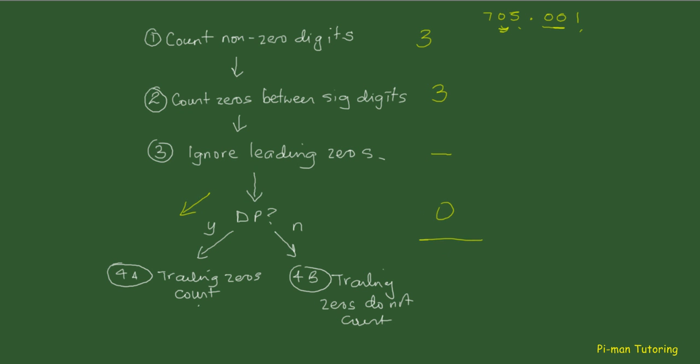And so I end up with 6 significant figures, and in scientific notation, 705001 times 10 to the 2. And there are my 6 sig figs.